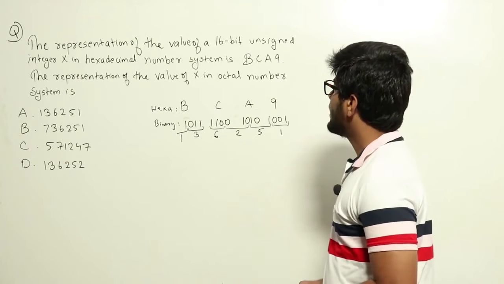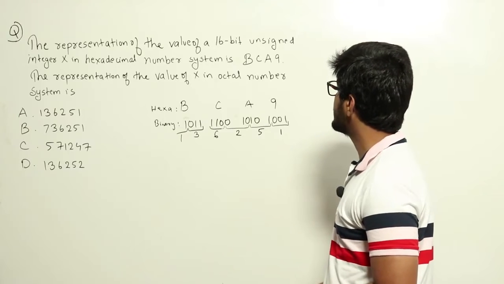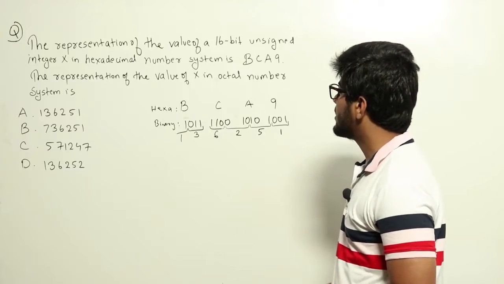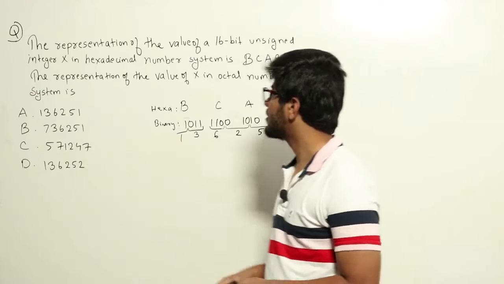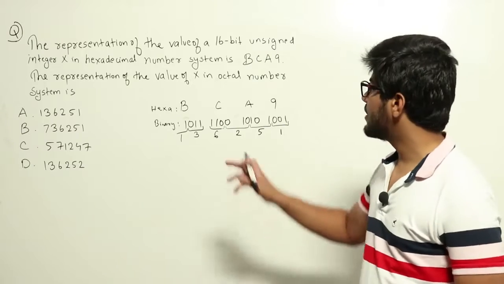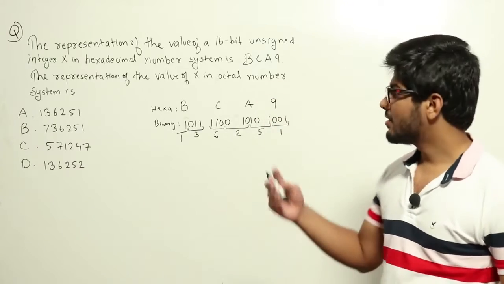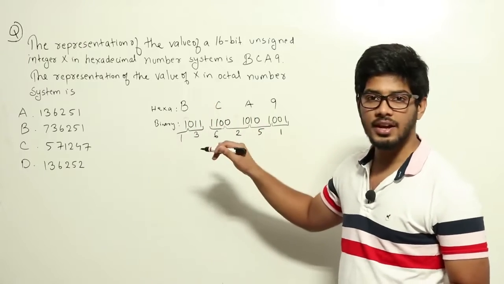The representation of the value of a 16-bit unsigned integer x in hexadecimal number system is BCA9. The representation of the value of x in octal number system is, and we have been given 4 options. So in the question they have given us a number in hexadecimal and then we need to convert the number to octal. Converting from hexadecimal to octal would be easy if we convert it to binary first.